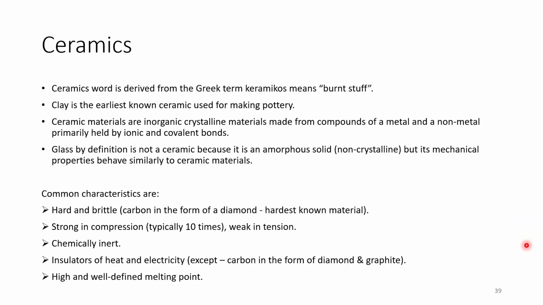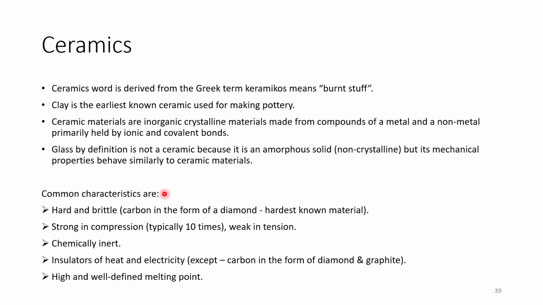Next is ceramics. The word ceramics is derived from the Greek term keramikos, meaning burnt stuff. Clay is the earliest known ceramic, which was used for making pottery. Ceramic materials are inorganic crystalline materials made from compounds of a metal and a non-metal, primarily held by ionic and covalent bonds. Glass by definition is not a ceramic because it is an amorphous, non-crystalline solid, but its mechanical properties behave similarly to ceramic materials.